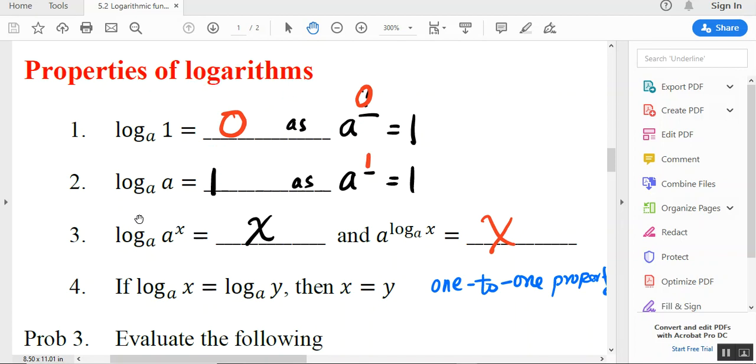And second property, the inverse property, we talked about that in a previous homework problem. So log base a of a to the x is just equal to x, or a to the log base a of x is also equal to x. And the very last one is the one-to-one property. If log base a of x equals log base a of y, then these two values have to be equal. So this is the one-to-one property.